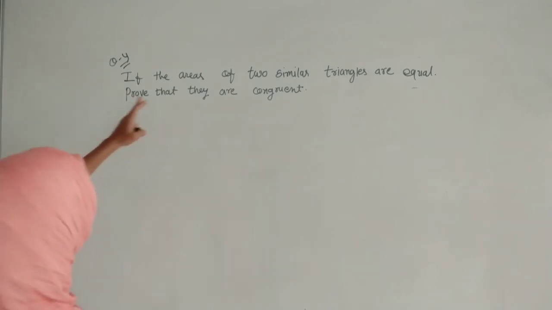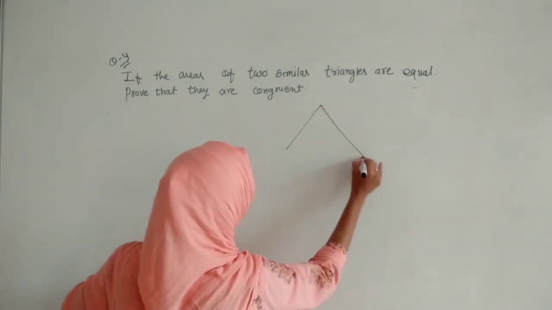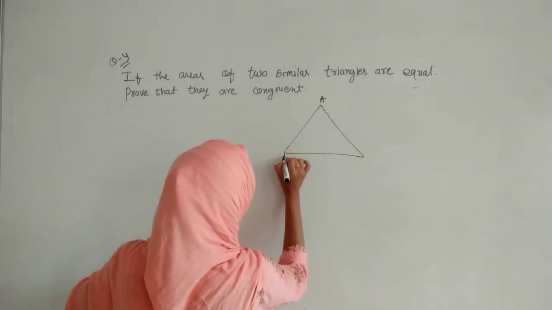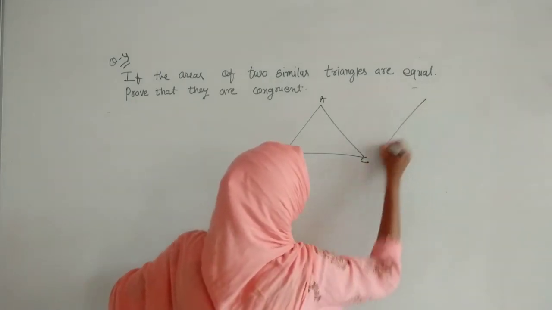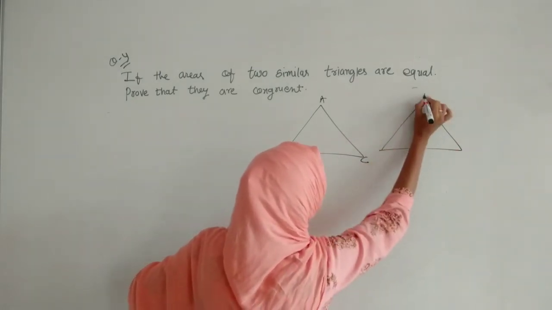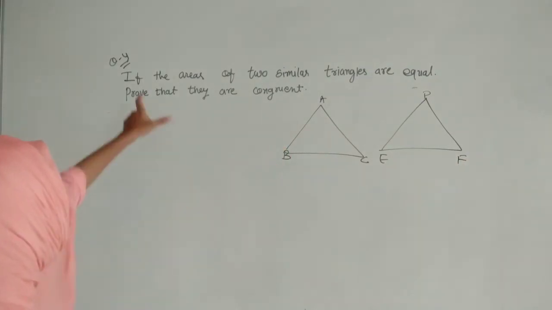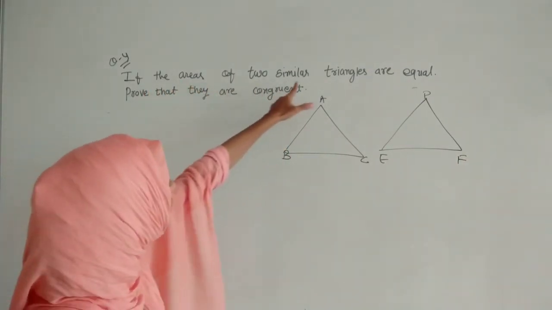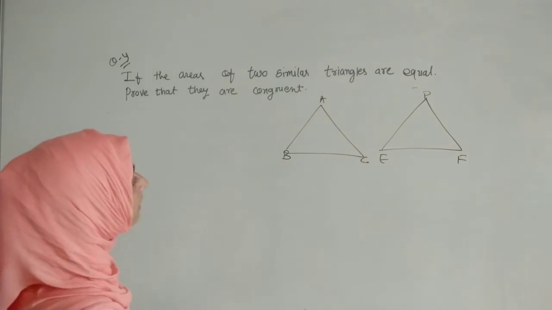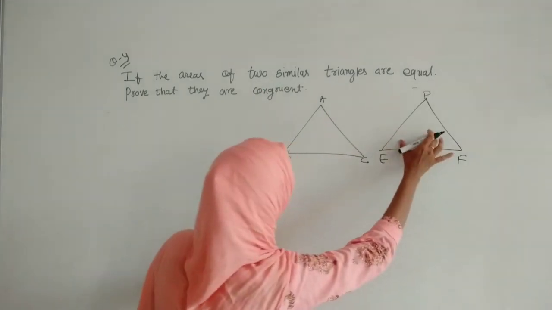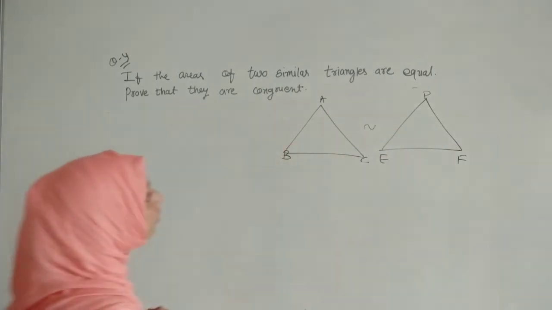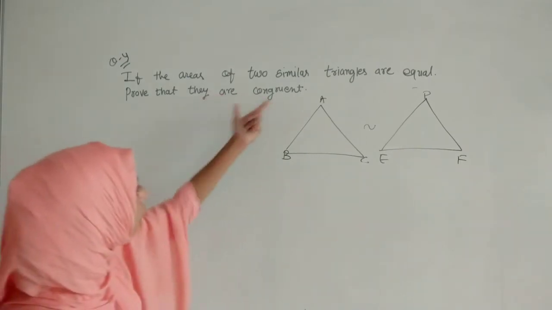So here we will take two triangles. One triangle we will name triangle ABC, and another triangle we will write as DEF. The first thing they told us is that the areas of the two similar triangles are the same. Areas are equal and they are similar. But what do we have to prove? We have to prove they are congruent.